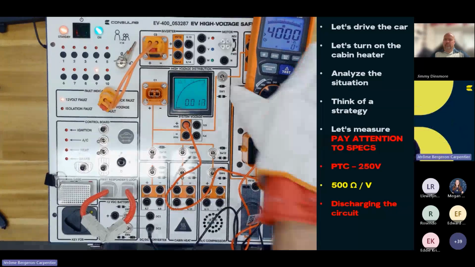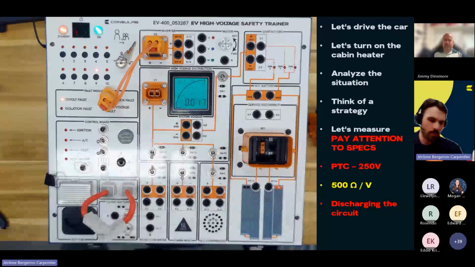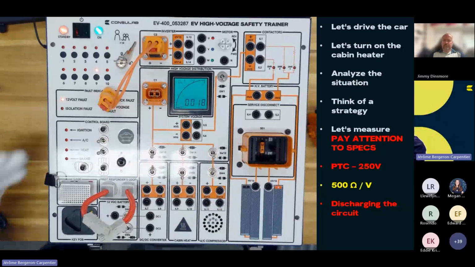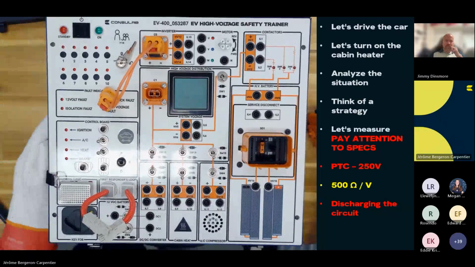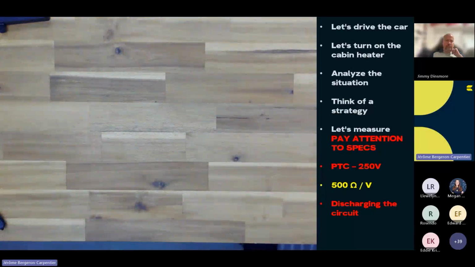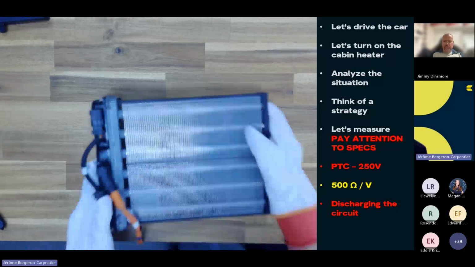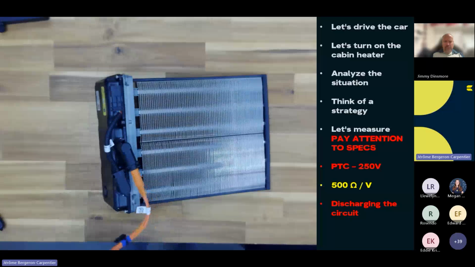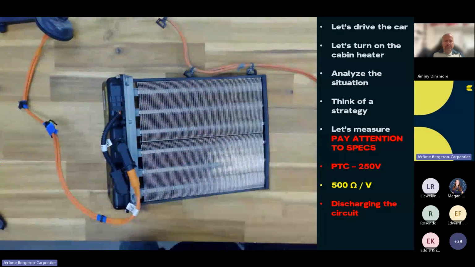So we found that the problem is in the PTC, right? One thing that is really nice to show you guys is that we actually have the PTC here. That one was from the Tesla I just talked to you guys about earlier.